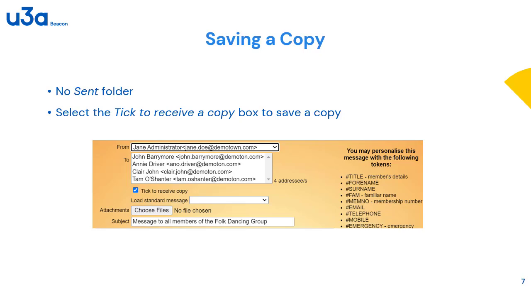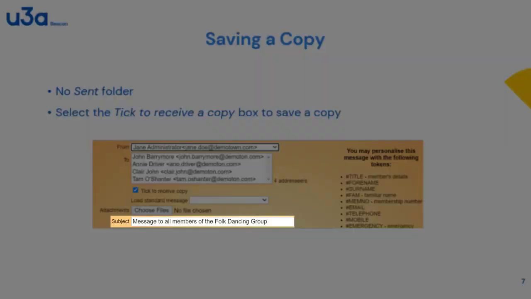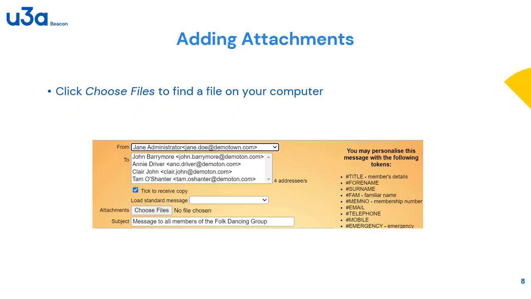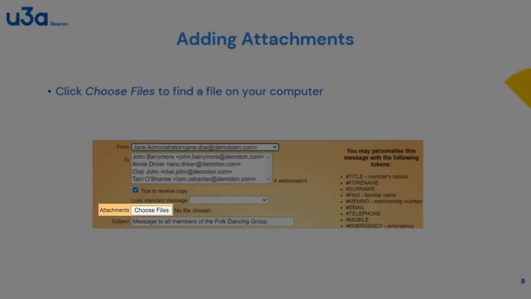This means they may not be aware whether they're the only recipient or one of several, so the subject or greeting should make clear the cohort of recipients as shown in this example. To add an attachment, click the Choose Files button and select the required file from a folder on your computer.